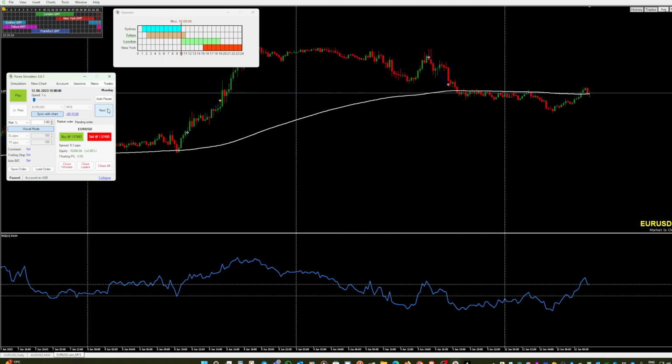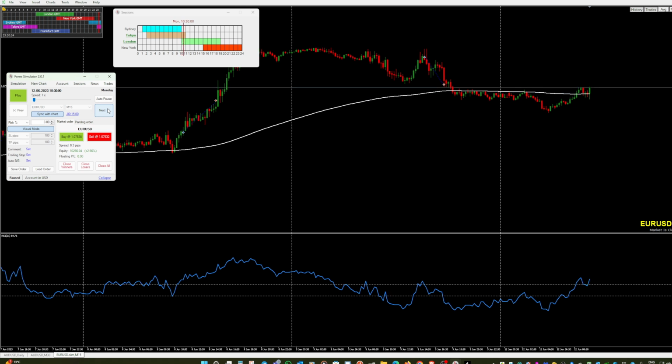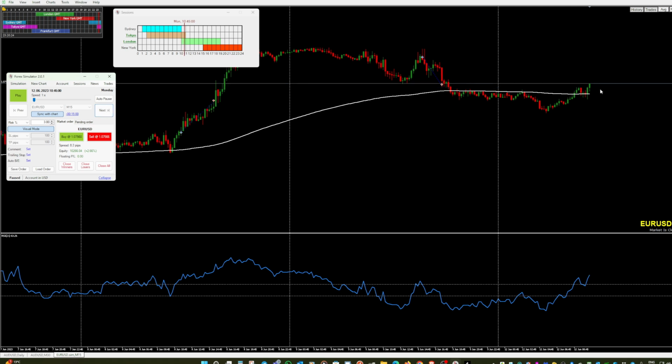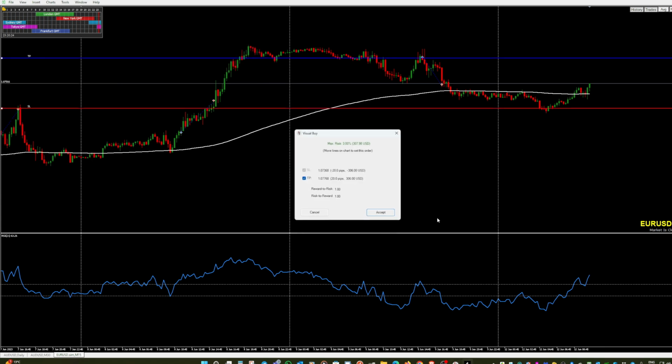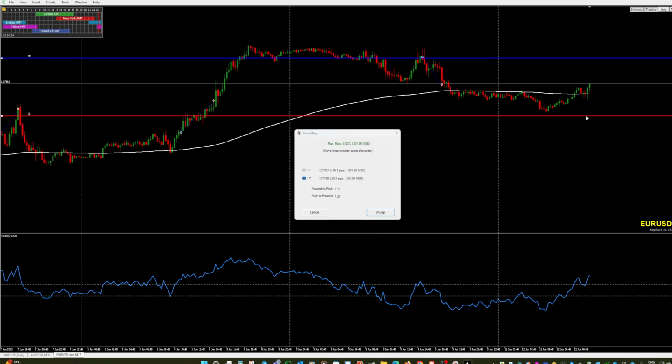Heading into the London Open again, and now this is going sideways at the moment, so it's a bit hard to decide on a direction, but it looks like it's going to be long. I'm just going to give it one more candle. Yep, and there it is. So stop loss is around maybe 26 or 27 pips. I'll go for a little bit higher than a 1-to-1, so that we can try and make up that little bit of extra we've lost on commissions.